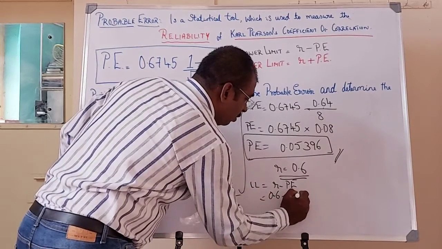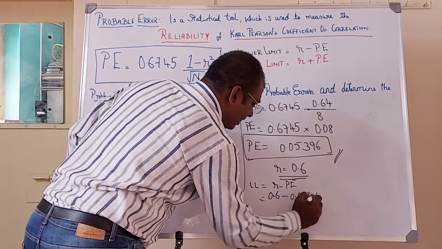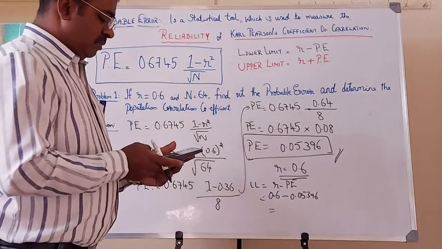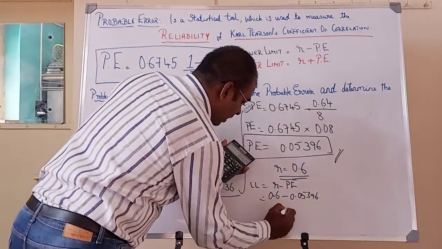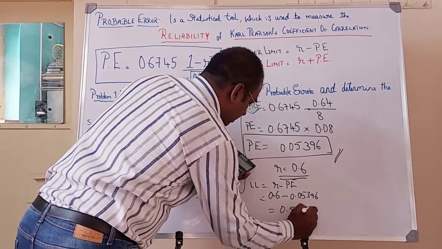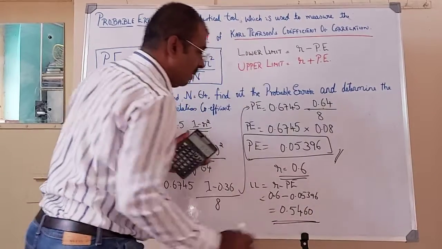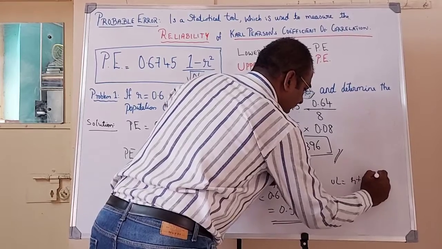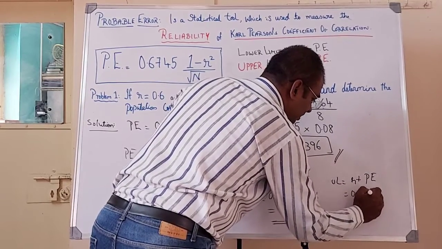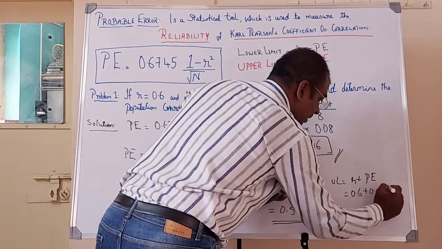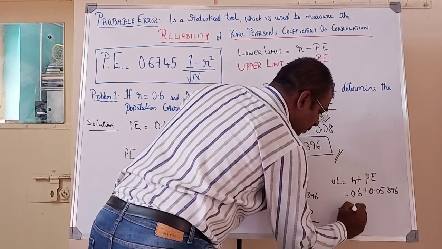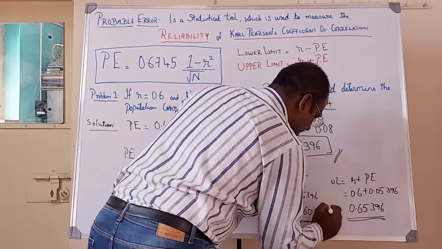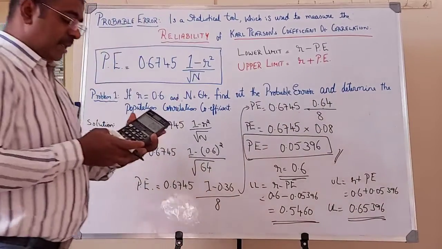The lower limit is equal to r minus probable error, that is 0.6 minus 0.05396, which is 0.5460. And the upper limit is equal to r plus probable error, that is 0.6 plus 0.05396, which is 0.65396. This is the upper limit.